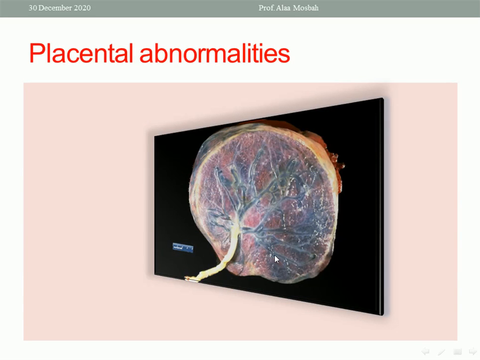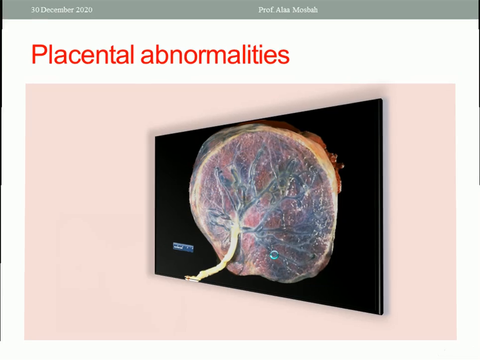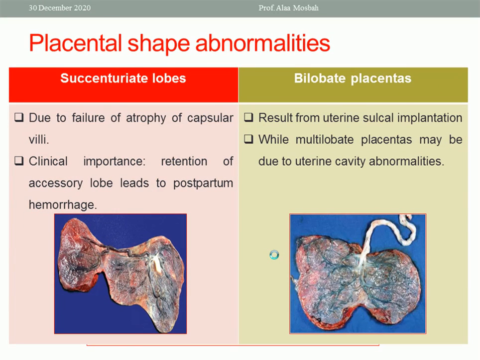So what about the placental abnormalities? Maybe the abnormalities in shape of the placenta, in the site of implantation, in its early separation, or presence of infarction or cysts. So there are many abnormalities that can be diagnosed in the placenta, like placental shape abnormality, like succenturiate lobe, as you see here in this picture. This is the succenturiate lobe.